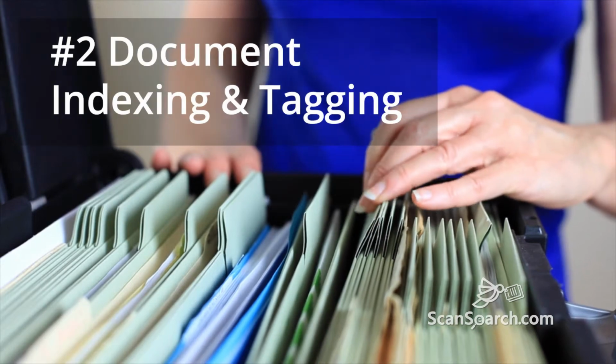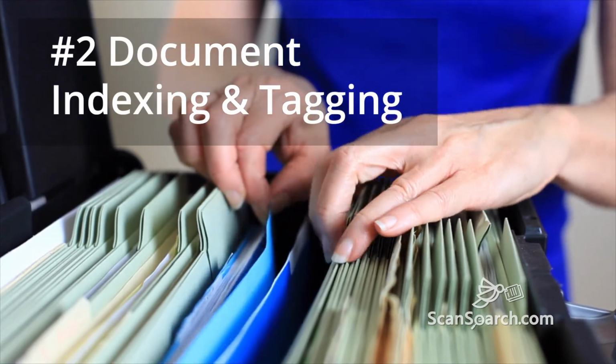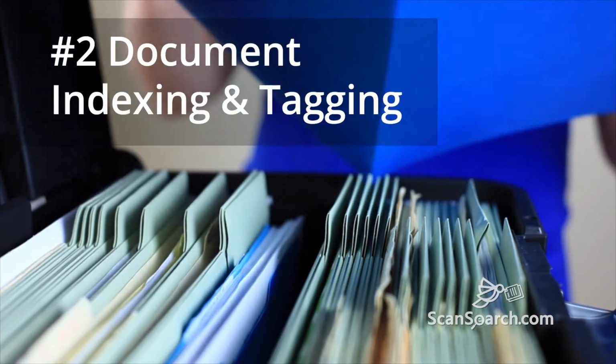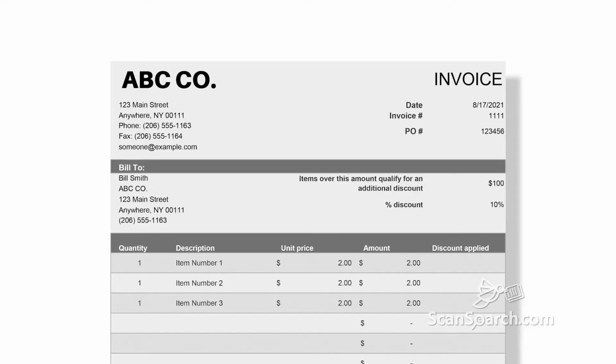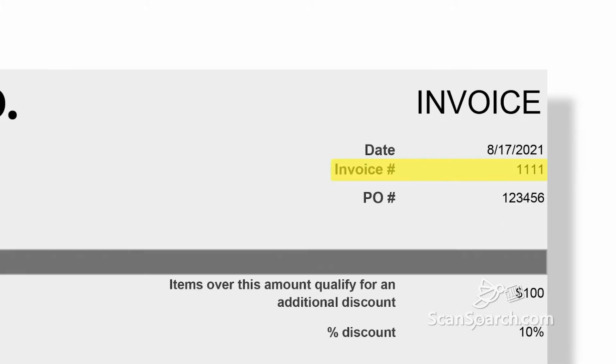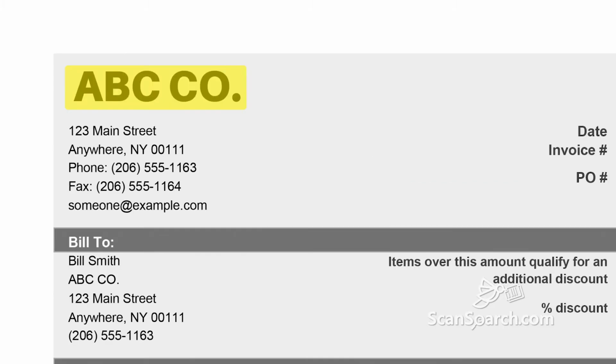Step 2 is document indexing and tagging. All documents need to have data attached to them to be retrievable, and this is the tricky part. Using the invoice as an example, there would be 10 to 15 fields that need to be associated with the invoice for robust retrieval. This means the invoice number must be entered into the invoice number field, and the same with the due date, PO number, vendor information, and so on.